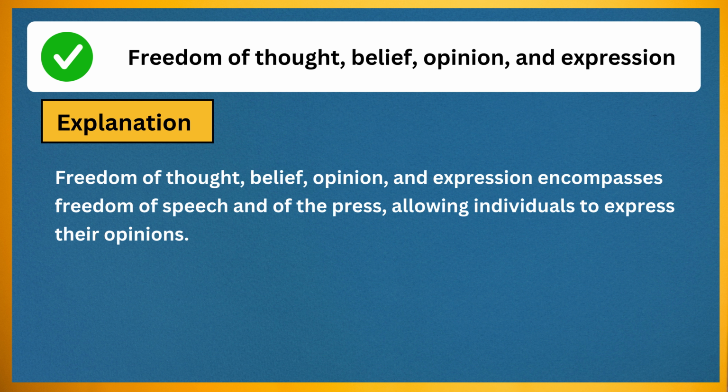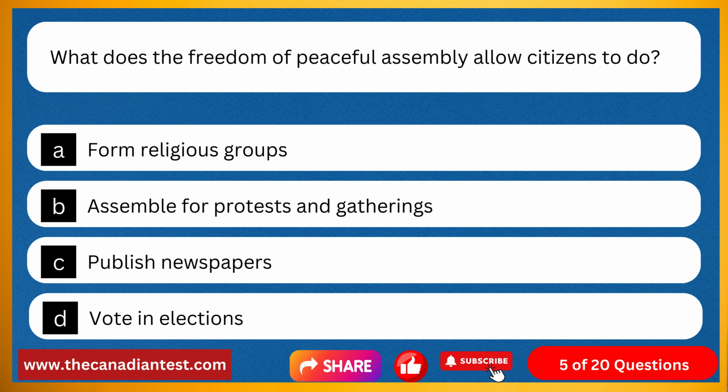Question 5. What does the freedom of peaceful assembly allow citizens to do? Option A, form religious groups. Option B, assemble for protests and gatherings. Option C, publish newspapers. Option D, vote in elections.